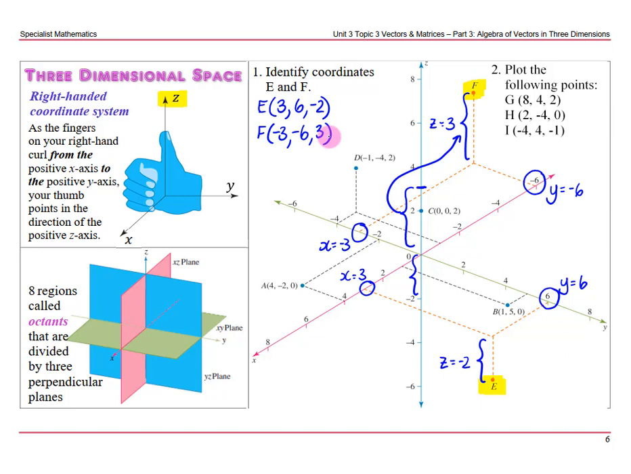Now what we're going to do is we're going to plot points, and hopefully by identifying points it will help you with this, because you're going to have to get your ruler out and you're going to have to make sure you're drawing lines parallel to the axes that we have. So let's start with G. So I need X is 8. So X is 8 down here, and I need Y is 4.